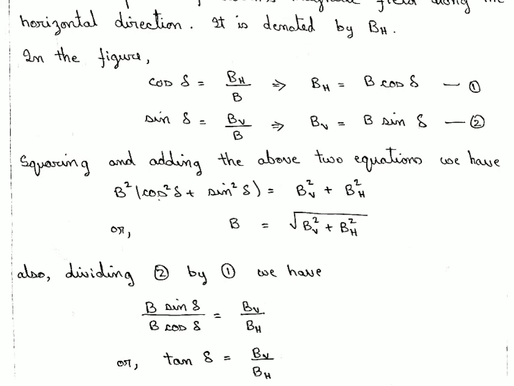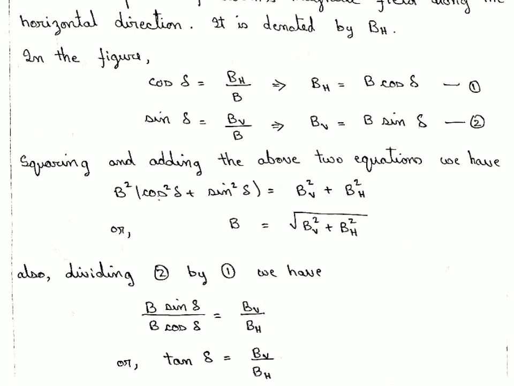Now if we square and add the above two equations, what we get is B square into cos square delta plus sine square delta, and this is equal to BV square plus BH square. Now cos square delta plus sine square delta is equal to 1. Hence B square is equal to BV square plus BH square, and B will be equal to the square root of BV square plus BH square.